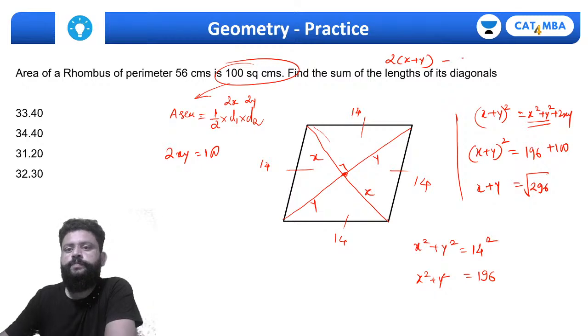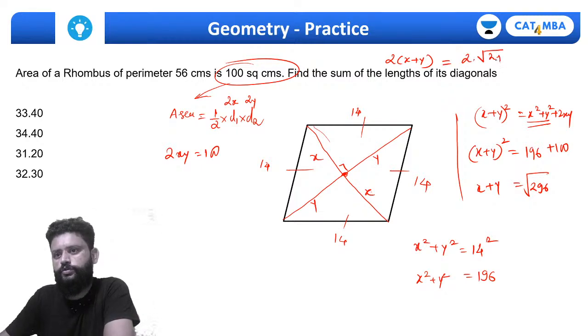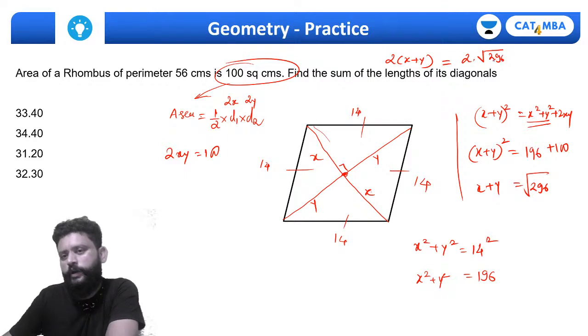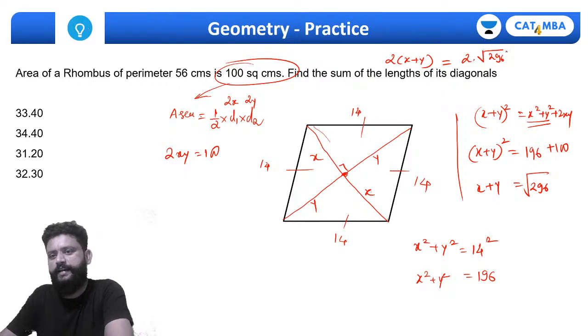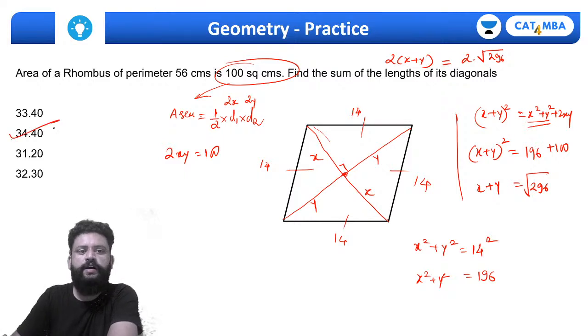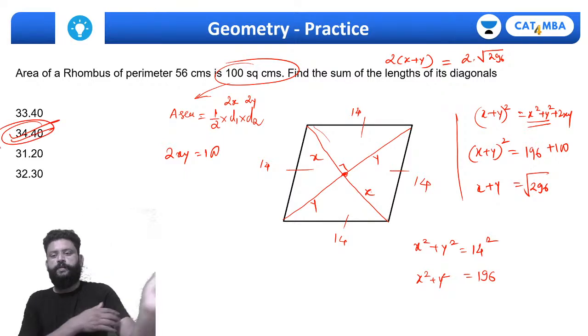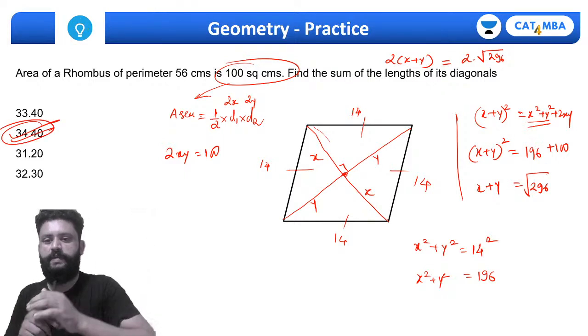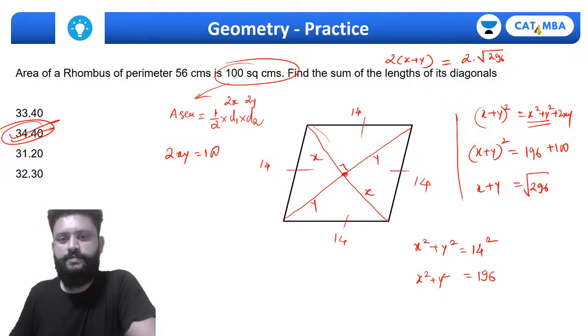Okay, so twice of under root of 296. This is going to be more than 17. 289, and double of 17 is 34. So we do have only one answer option, that is 34.4. Right. So it was not 396, my mistake. It is 296.